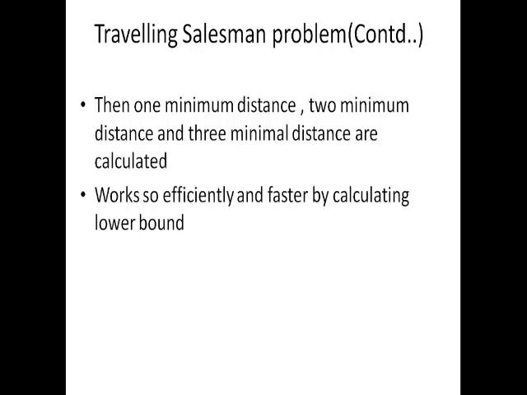Here we are going to see 1 minimum distance, 2 minimum distance and 3 minimum distances. 1 minimum distance means A to B, or A to C, A to D. This is 1 minimum distance. A to B, B to C, this is 2 minimum distance. A and B is one minimum distance, B and C is another minimum distance. Another, 3 minimum distances: A to B, B to C, C to D. That is 3 minimal distance.